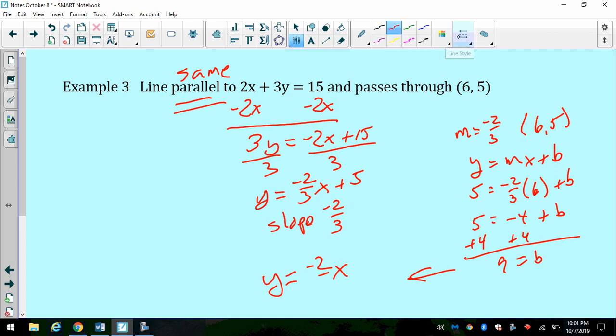-2/3 times x, and then plus the b, which was 9. And that would be your final answer on that example.